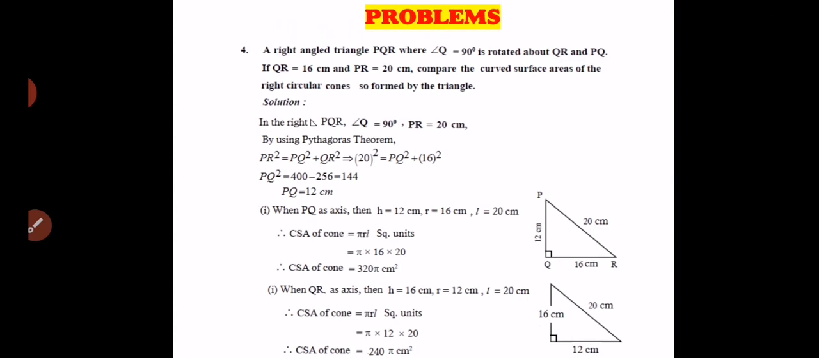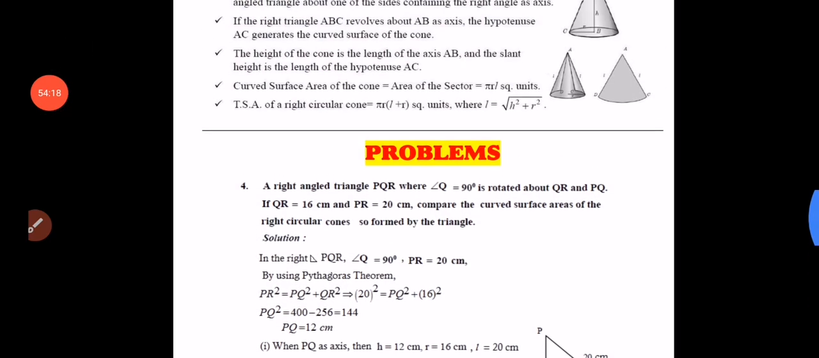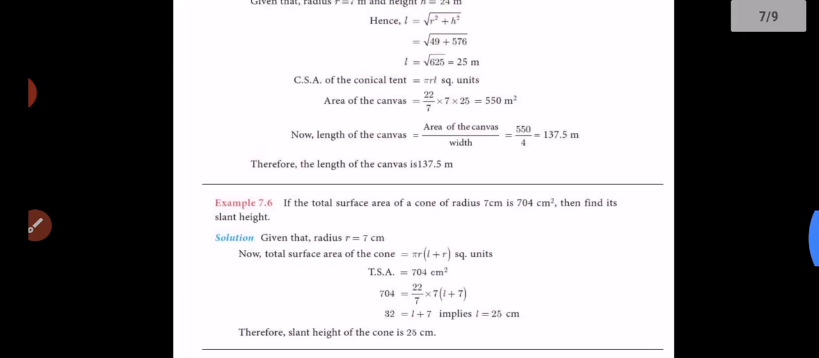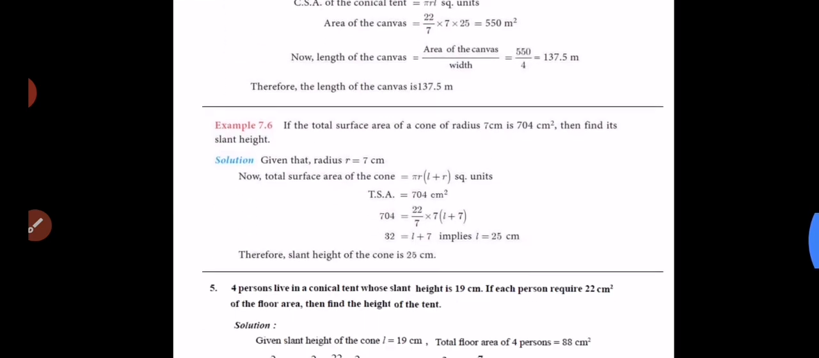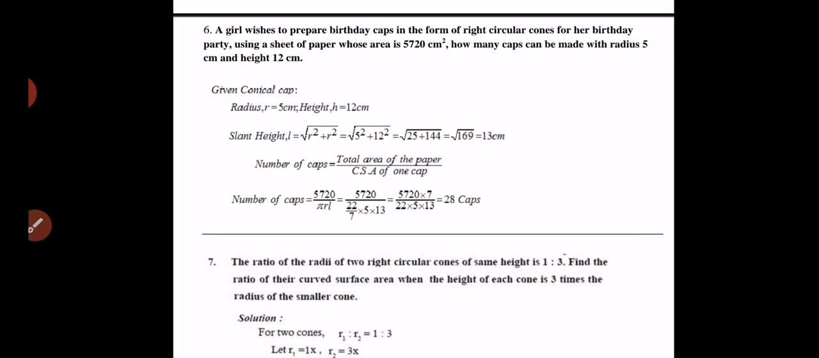Okay students, from this class we discuss the curved surface area of right circular cone based problems. So in this class the right circular cone based sums are completed. In our next class we discuss the other solids, such as hemisphere and sphere. Okay students, thank you.